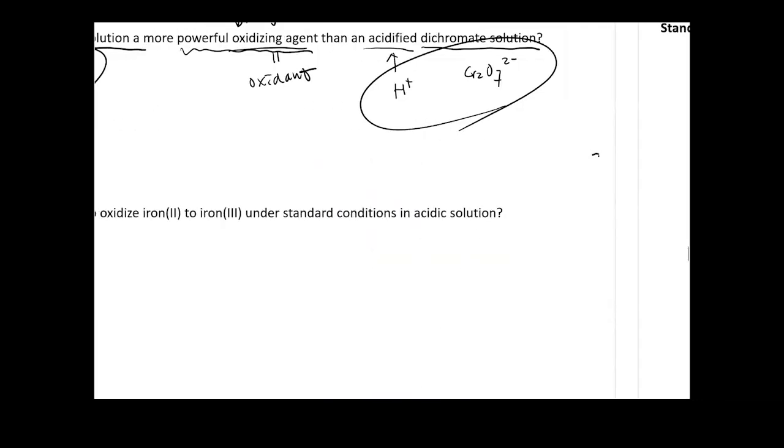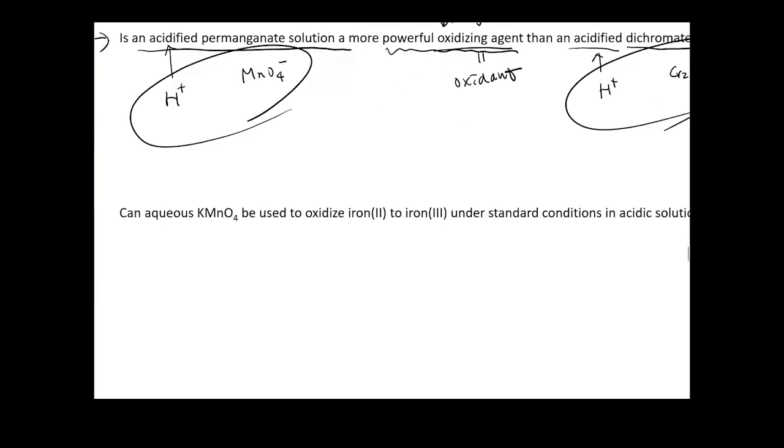So to answer this question, what we're going to say is that the E naught of your MnO4 minus is larger than the E naught of your Cr2O7 2 minus. Therefore, MnO4 minus is a more powerful oxidant than the Cr2O7 2 minus.